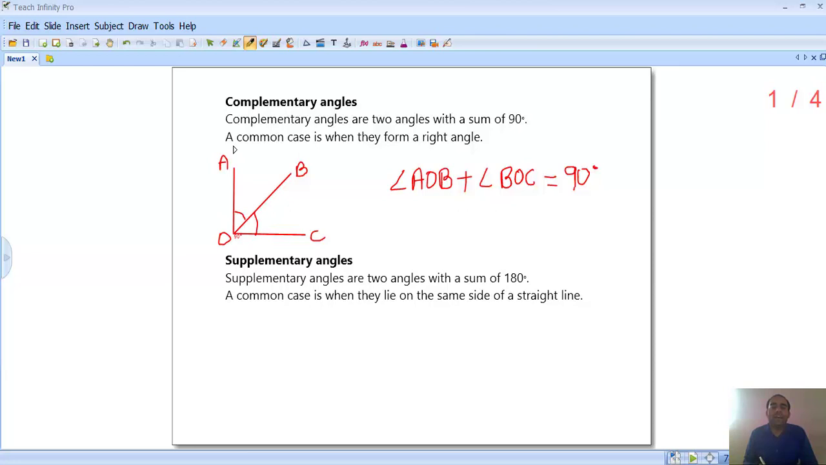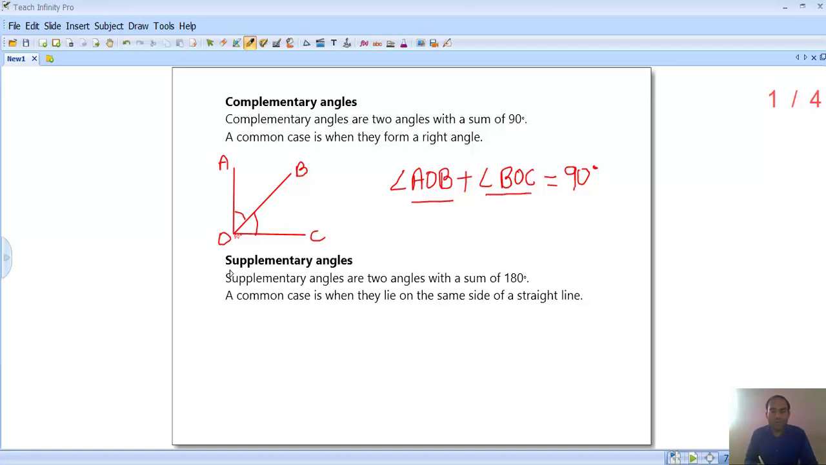What is the second line? A common case is when they form a right angle. It forms complementary angles because the sum will be 90 degrees. So the main thing is, if the sum of two angles is 90 degrees, that means they are complementary angles. Angle AOB and angle BOC are complementary angles.